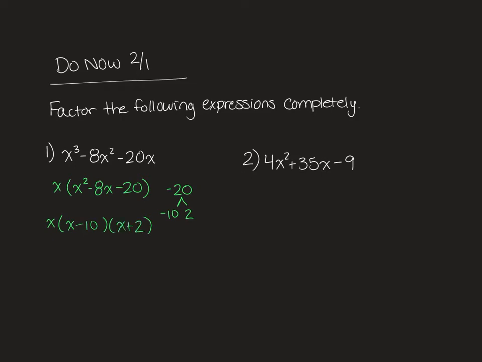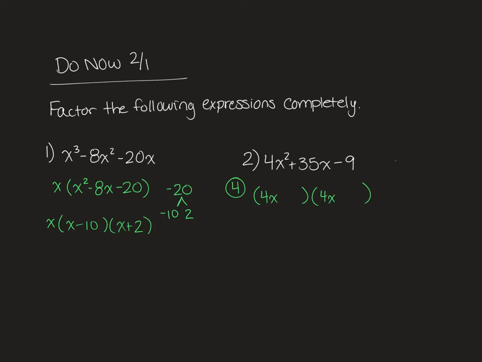Now if we look at number 2, 4x squared plus 35x minus 9. We cannot factor out a greatest common factor, and this method will be either Berry or box method. So with Berry method, your Berry is always your a value. So in this case, it's 4. Whenever we set up our factored form, we put the Berry and an x in front of each.